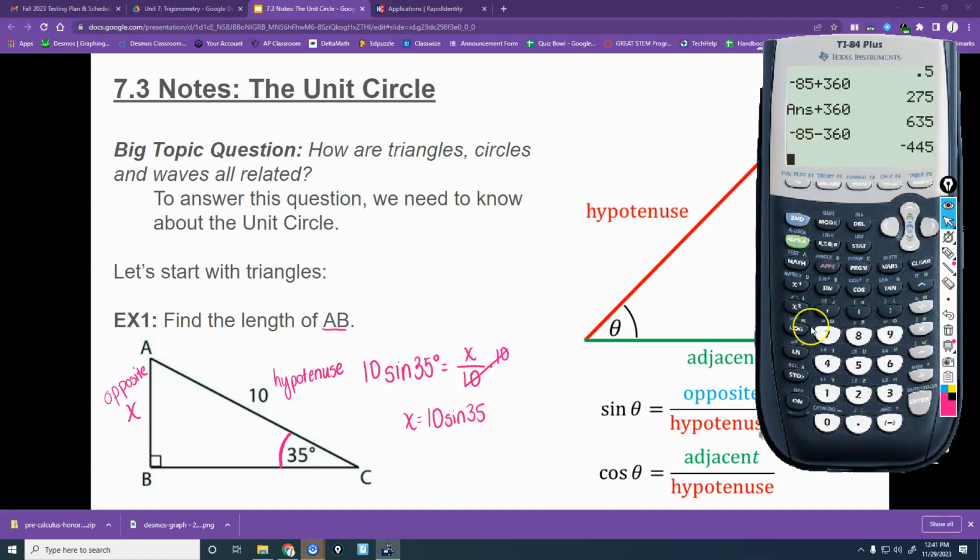10 sine 35 is going to give us 5.736. Let's round to 3 decimal places there.